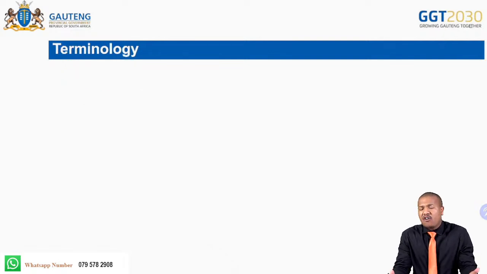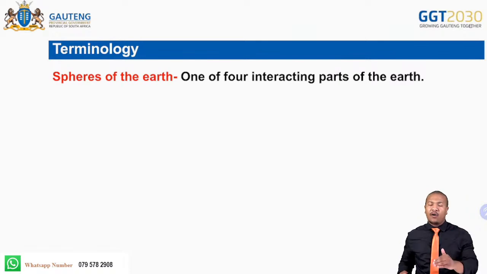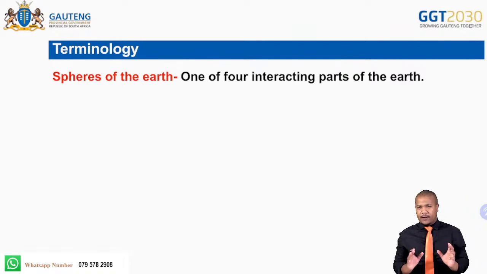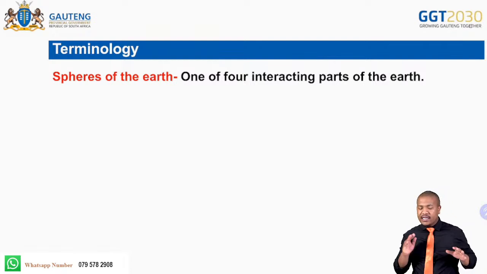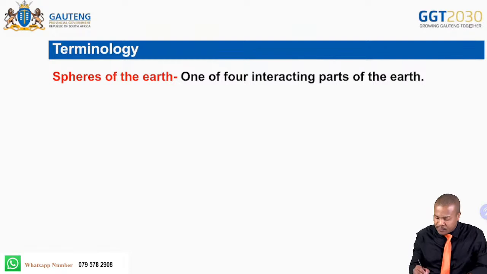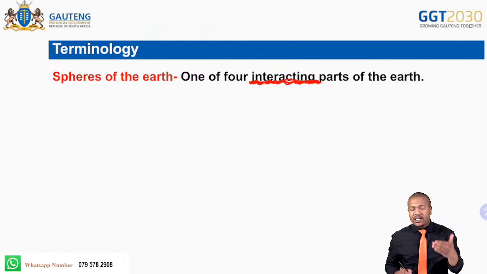Let's start off by highlighting some of the important terms that we are going to come across as we learn through this lesson. The first one that we have is spheres of the earth, which is our main topic. We define spheres of the earth as one of four interacting parts of the earth. I like this part that says interacting. It is our key word here.